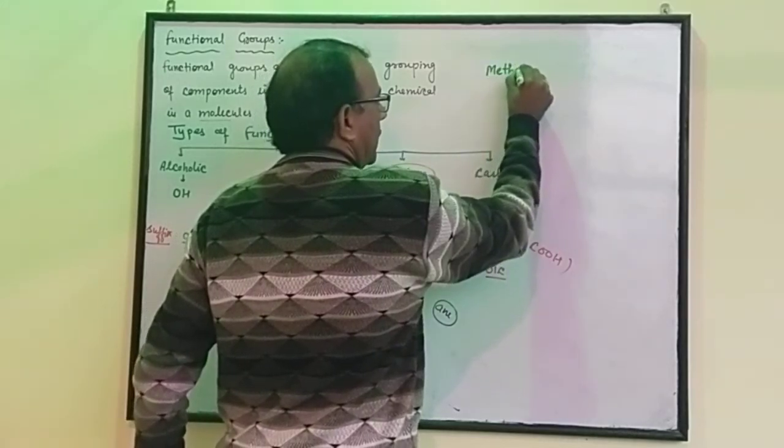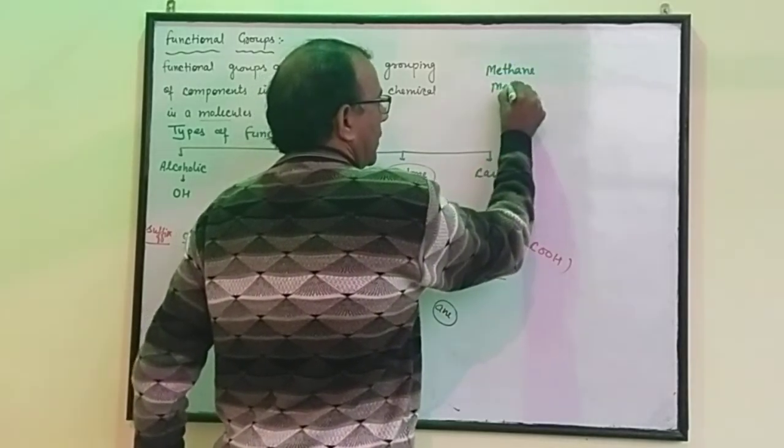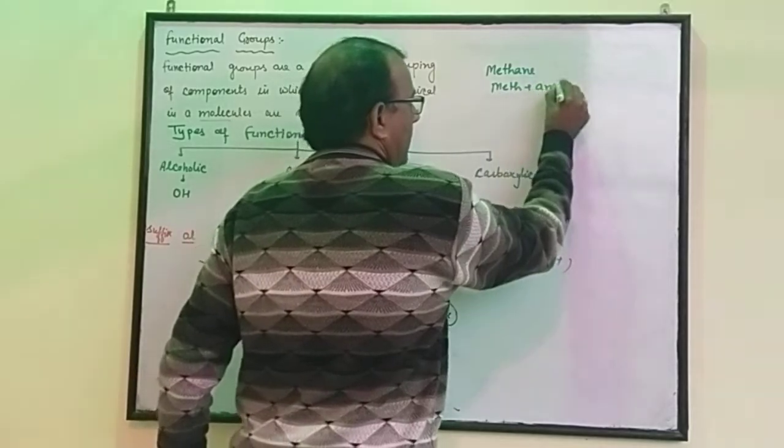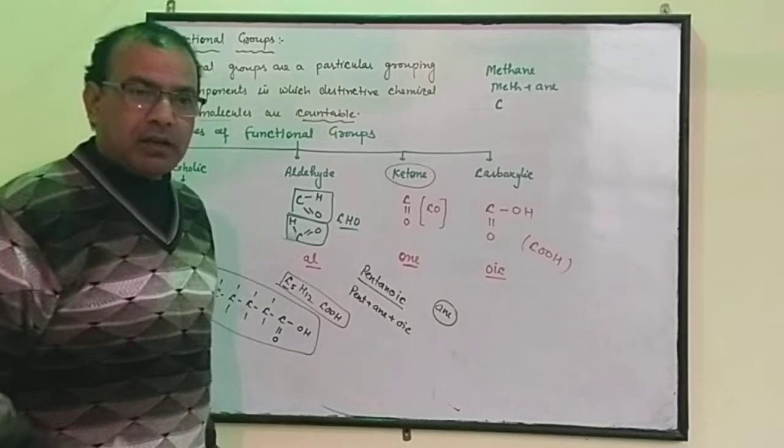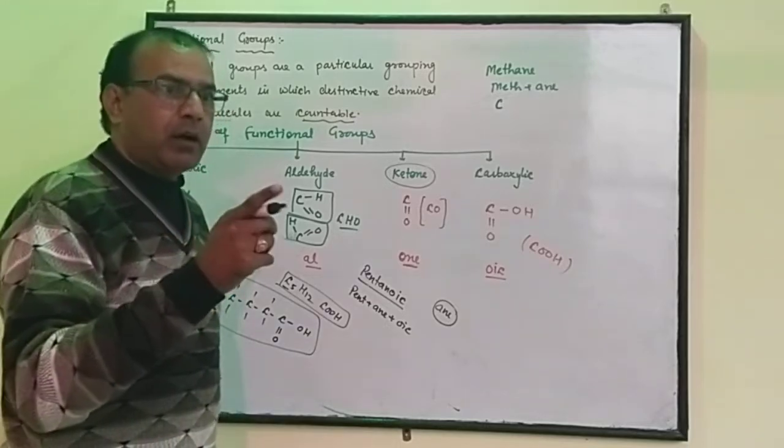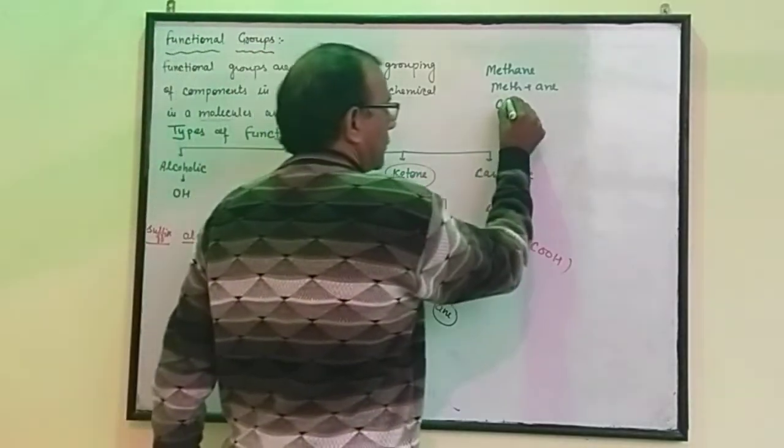Methane, meth plus ane. Meth, carbon is 1 molecule. Ane, carbon 1 तो hydrogen कितने होंगे? Double, 2 plus 2, 4.